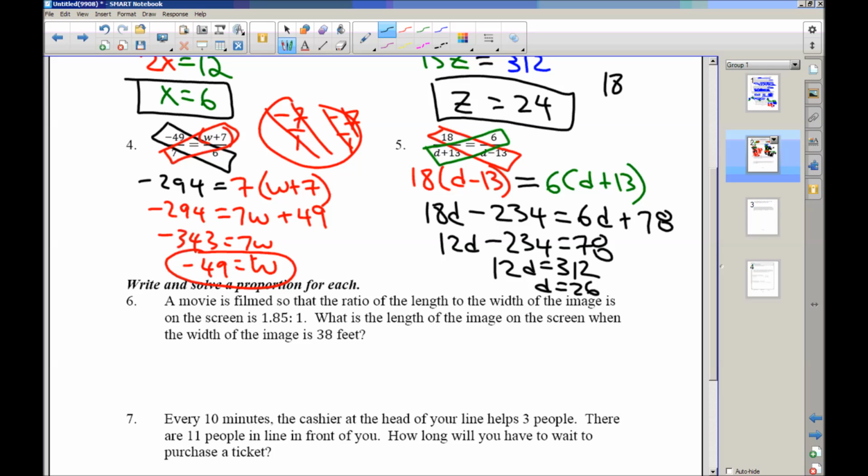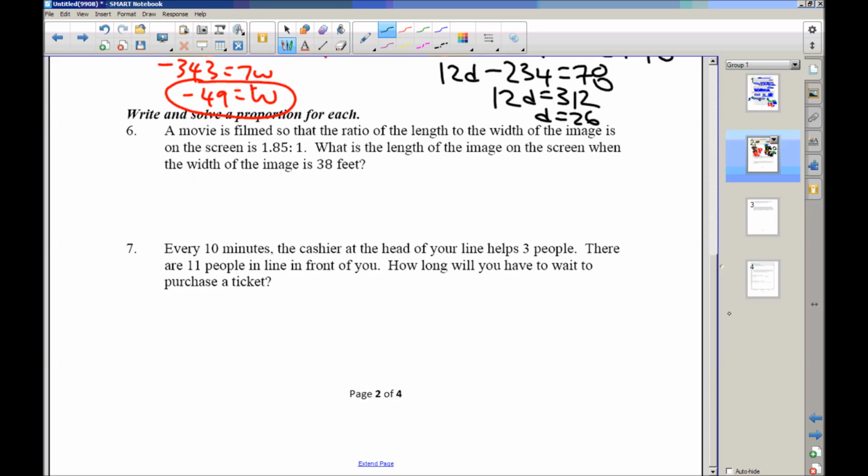But on the left side, we would have gotten 18 over 39. And on the right side, we would have gotten 6 over 13. And these do work because if I take 6 and times it by 3, it'll turn into 18. And 13 times 3 will give me 39. So I know these are equivalent ratios. Okay? Number 6. Write and solve a proportion for each one of these. So now we're going to come up with our own proportion and then solve it.